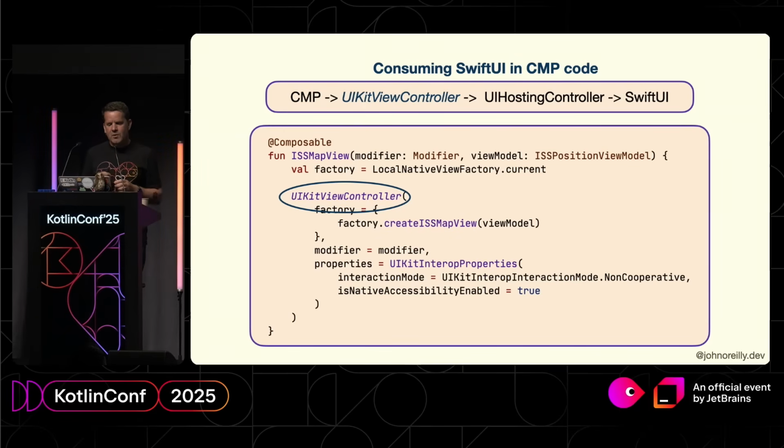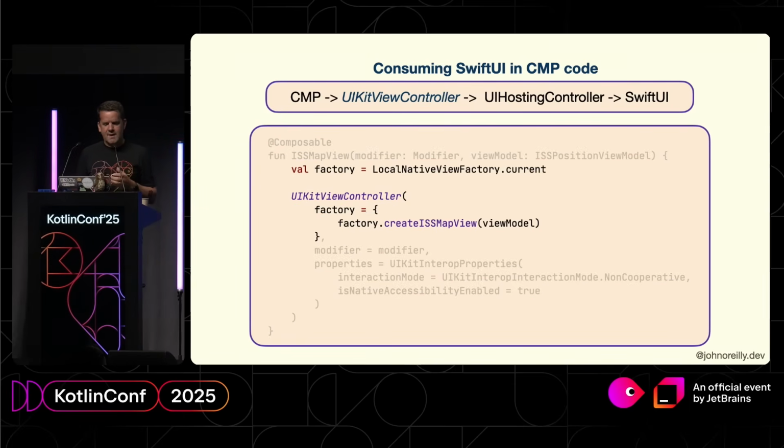And that ISSMapView, in turn, uses CMP's UIKitViewController to allow including a UIViewController in Compose code. It does that by using the Swift native view factory we passed down to create that UIViewController, which will in turn wrap the SwiftUI map. Note that the view model we passed down from SwiftUI is being passed back up. It contains the position information which we'll need to observe and show on the map.